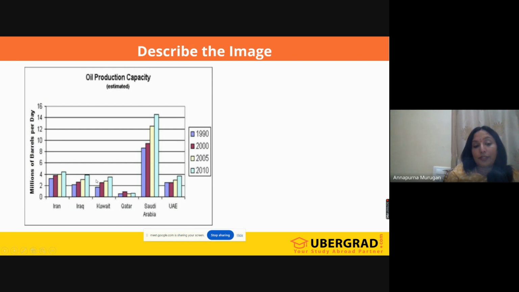As the years went on, we saw in almost every country that the oil production capacity increased, except for UAE and Qatar. Except for these two countries, the rest of the countries' oil production has increased. This is the graph description, so there is no need of writing numbers. I guess you people have copied this.